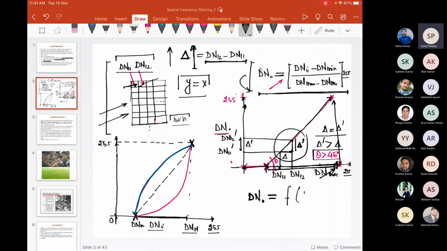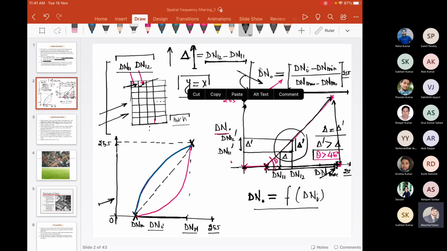Sir, on the y-axis, there is frequency? No, on the y-axis, I'm plotting this equation. We are not talking about frequency over here. We are talking about how an individual digital number can be modified. It's not a histogram. It's a graphical representation of this mathematical equation.